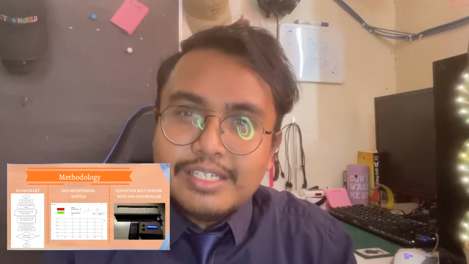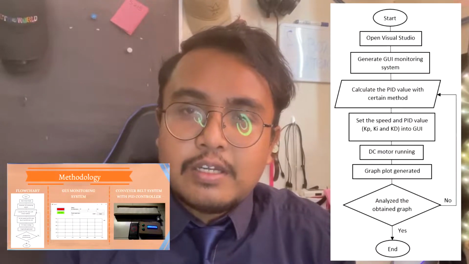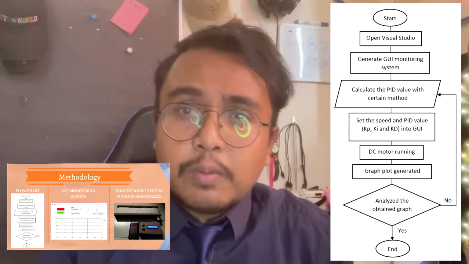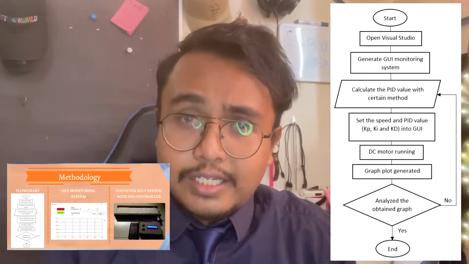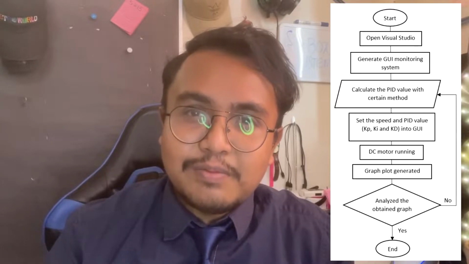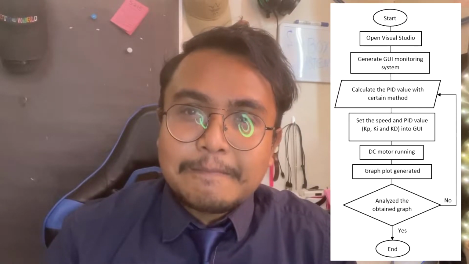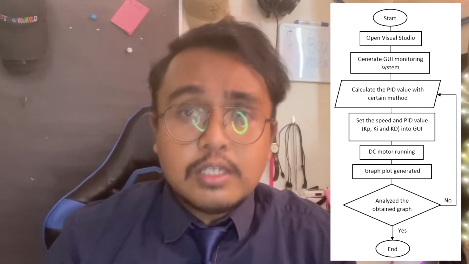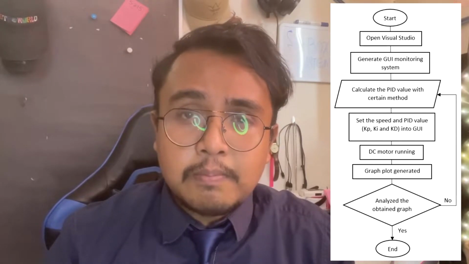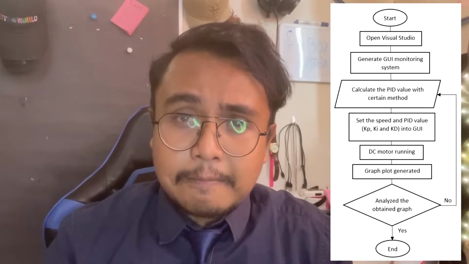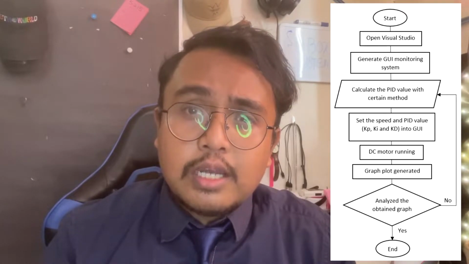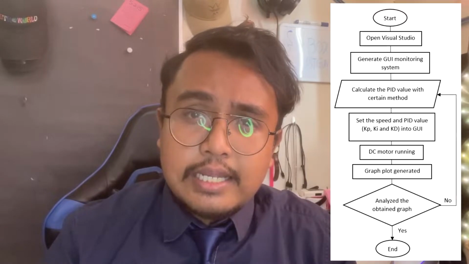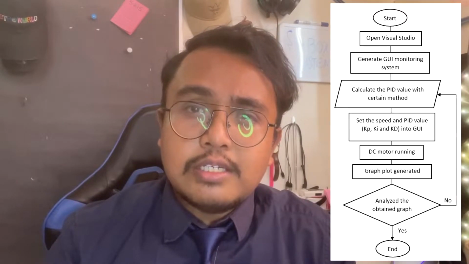Fourth, I will explain my methodology. This is my flowchart for this project. Firstly, when we start, we need to open up Visual Studio. Then, we generate the GUI monitoring system for the PID controller. After that, we calculate the PID data with a certain technique, which is Ziegler-Nichols or root locus, using MATLAB. Then, we put the calculated PID values and set speeds into the GUI monitoring system.